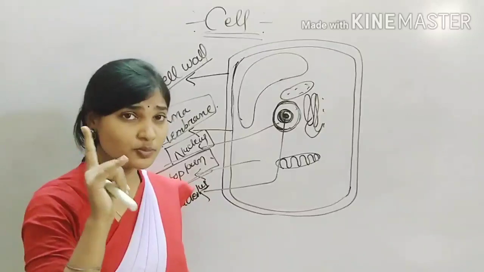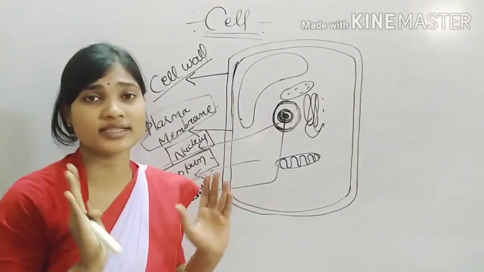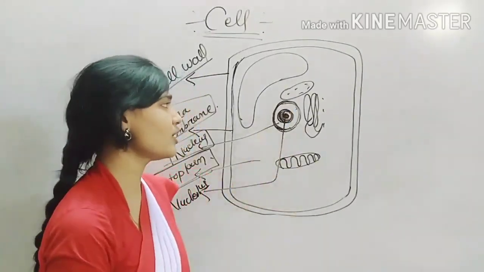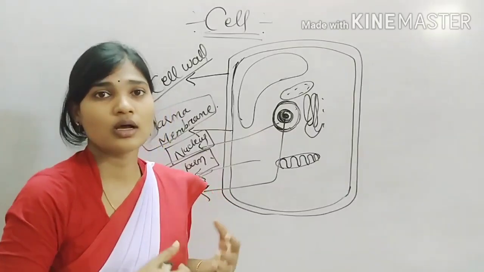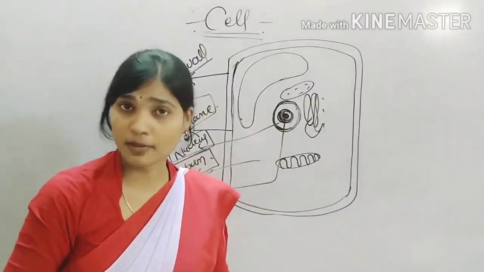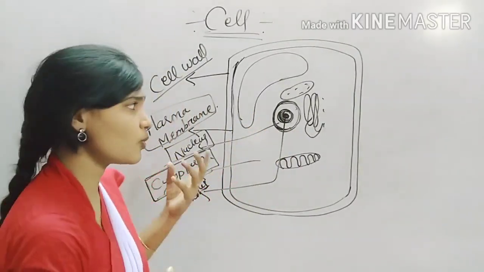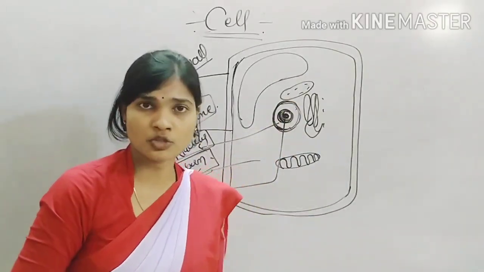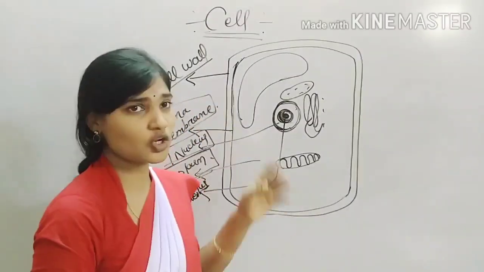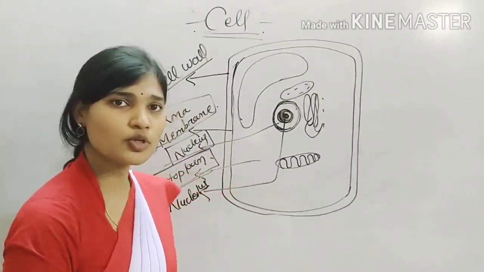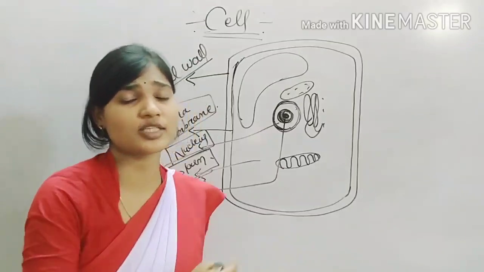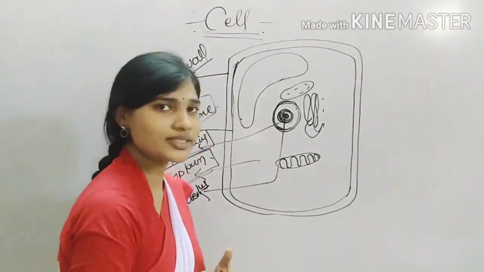There is also a small spherical body inside the nucleus, which is known as the nucleolus. We can see it with a microscope of higher magnification. And in the nucleus there are small thread-like structures called chromosomes, and in chromosomes genes are present that help in the inheritance transfer of characters from the parents to the child.